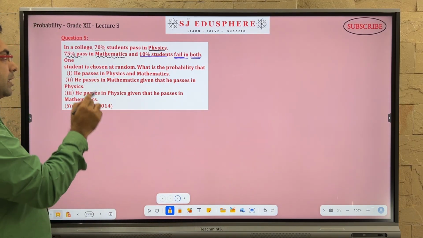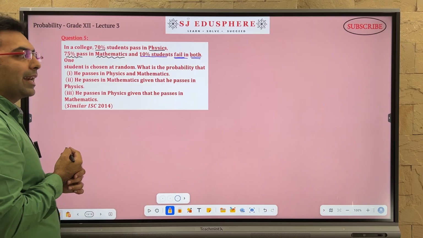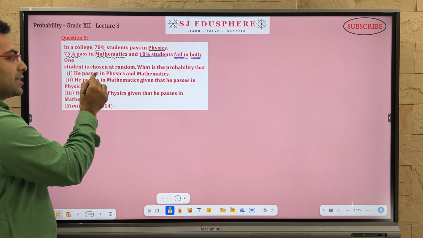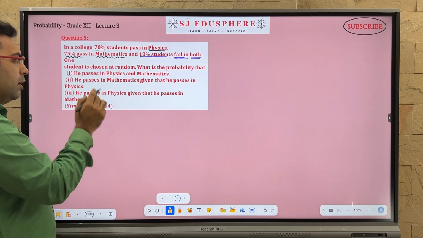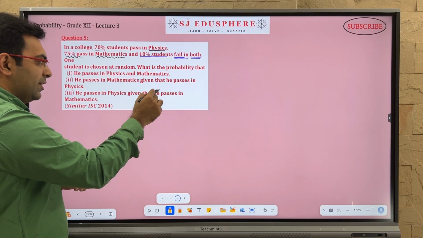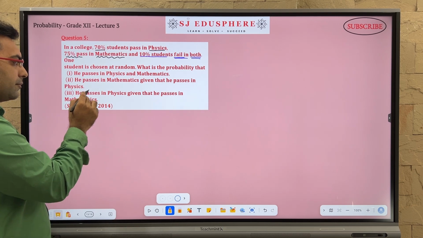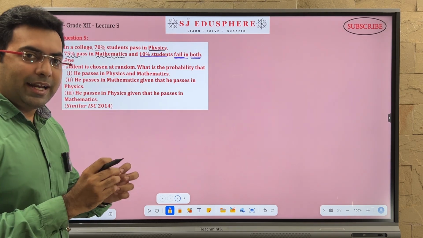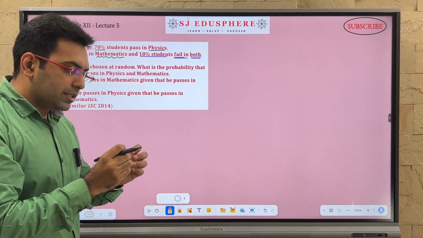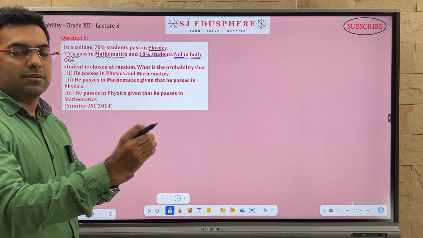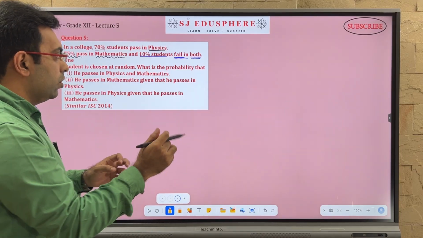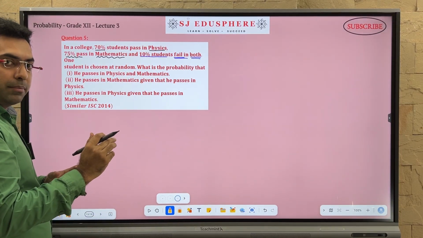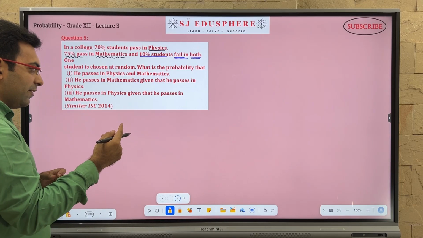My question says one student is selected at random. What is the probability that the student will pass in physics and maths? Okay. Pass in maths given that he passed in physics. Okay. Pass in physics given that he passed in maths. Look at the interest area. You are interested that the student should pass. Okay. So therefore my 10% students fail in both is an important concept.